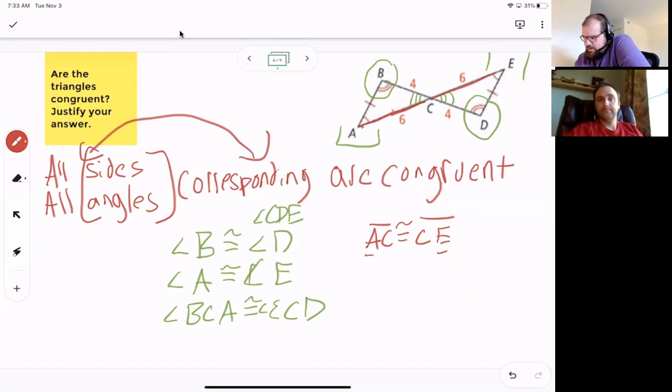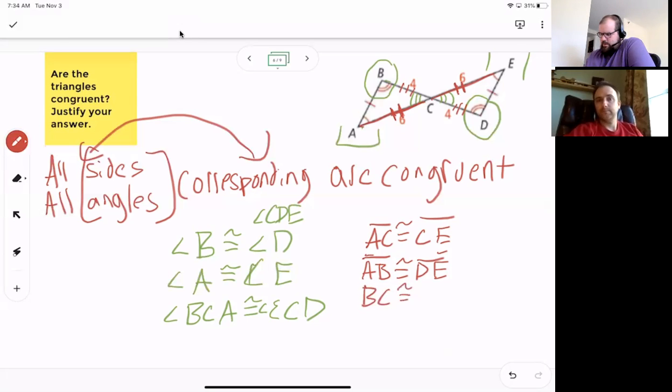So I'm going to mark those with 2 tick marks. Why do you think I'm using 2 tick marks here? Is it because there's one already used on AB and ED? We do. So we've got AB and DE, which are congruent because they're shown with a tick mark already in the picture. And then we've got a third side to look at, and we got, oh, 4 and 4. So I'm going to mark those with 3 to say that BC is congruent to DC.